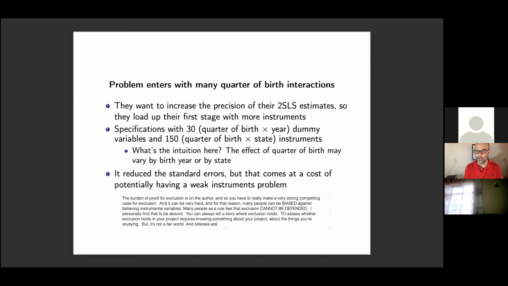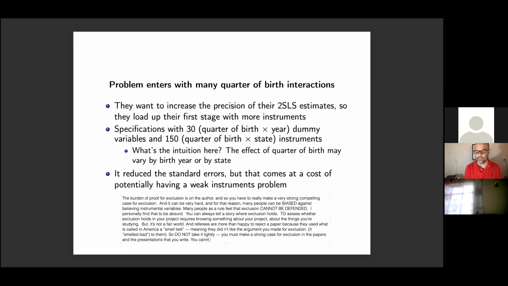And referees are more than happy to reject a paper because they used what is called in America a smell test, meaning they didn't like the argument you made for exclusion. So it smelled bad to them. So do not take it lightly, you must make a strong case for exclusion in the papers and the presentations that you write.